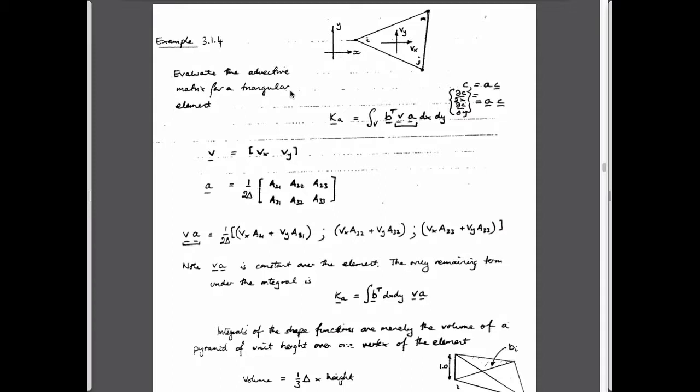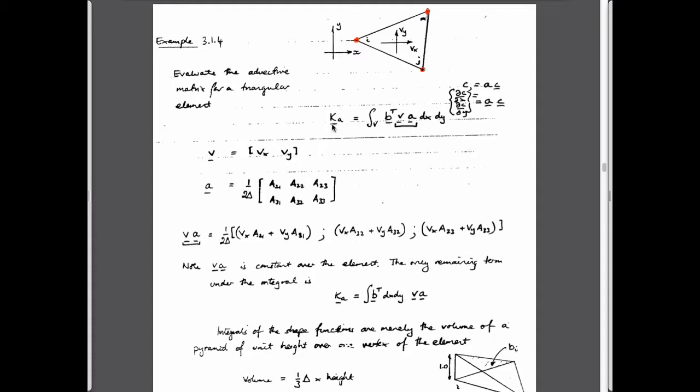Okay? So first things first, let's try and use this very simple argument to figure out exactly what the advective transport matrix should be for our simplest of two-dimensional elements. So we'll go back to our friend, the triangular element, with nodal values I, J, and M at the corners. We miss K because it's just confusing.